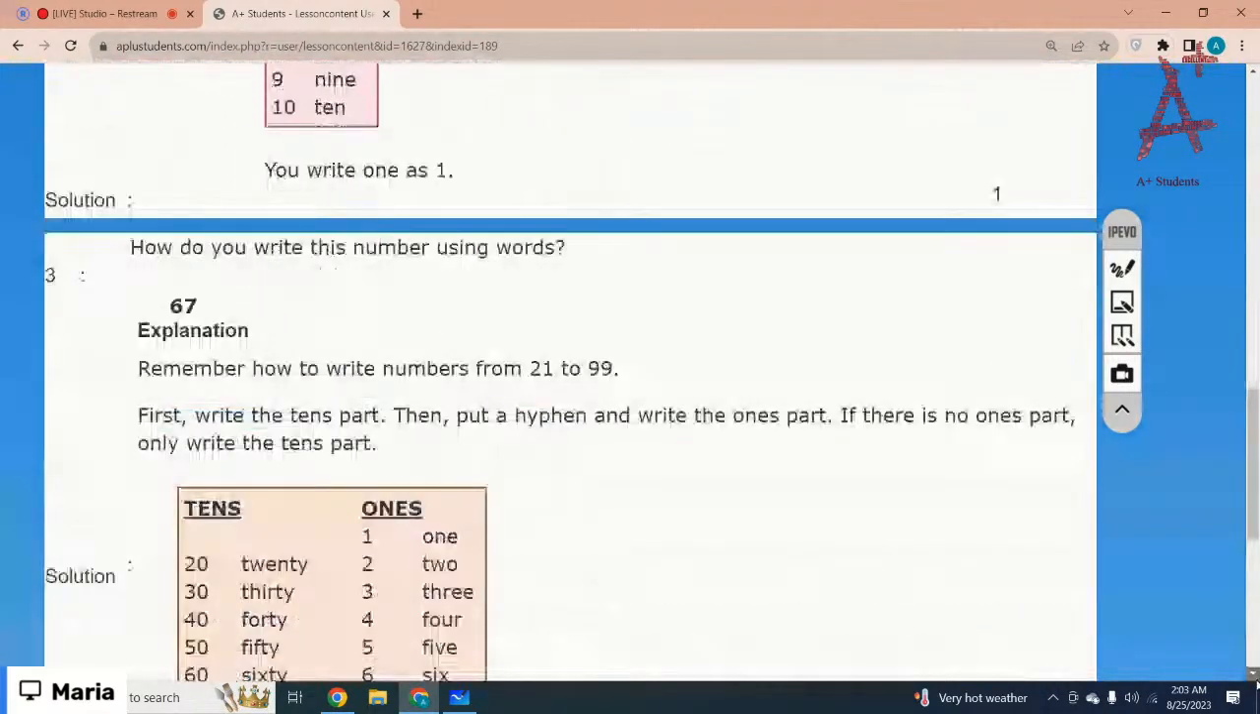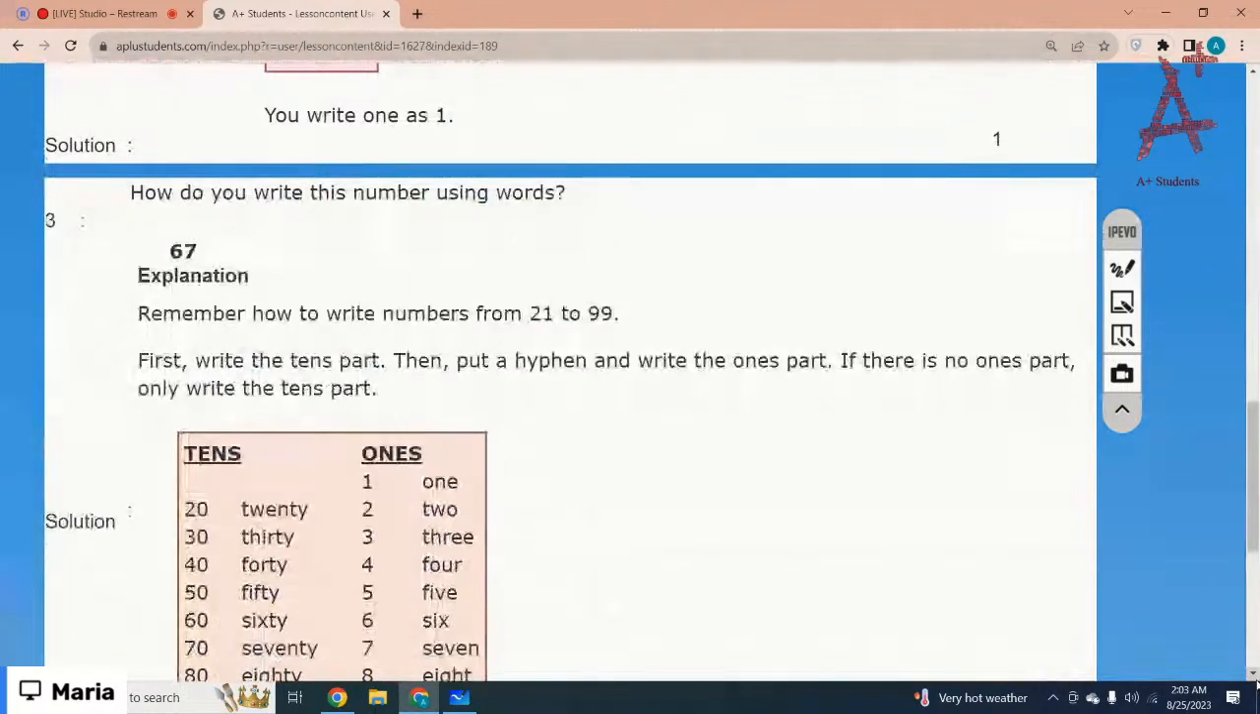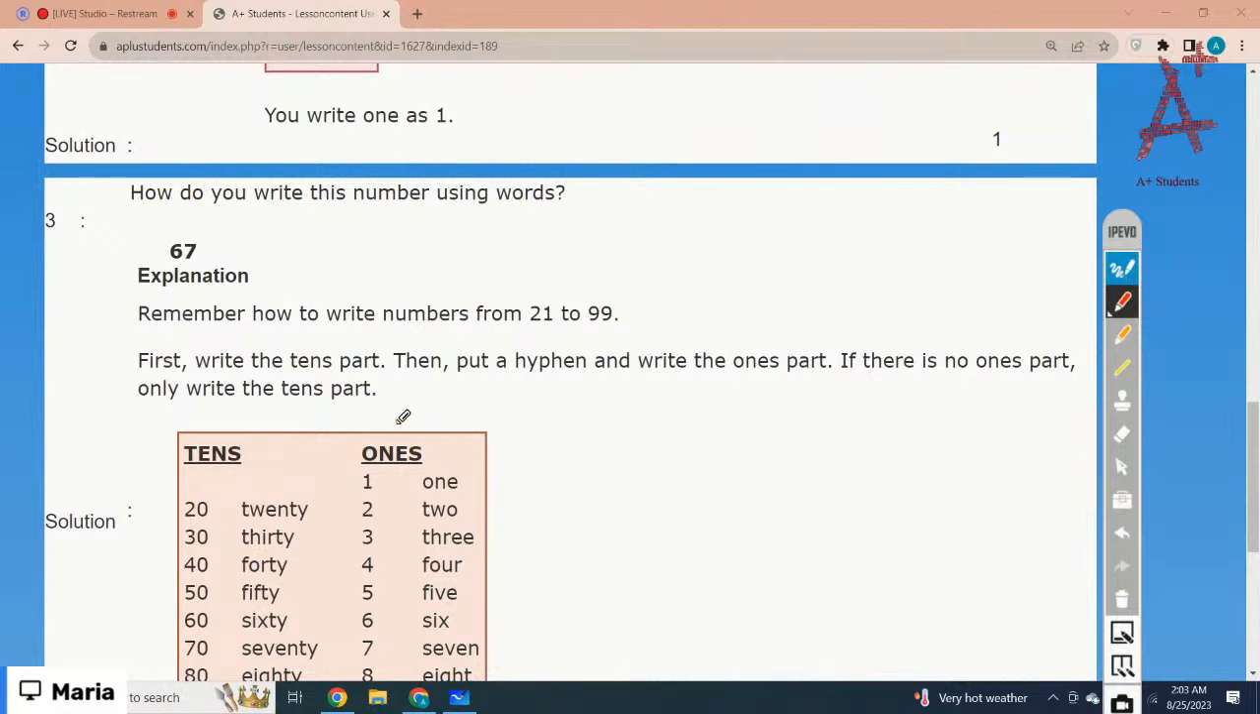The next one is how do you write numbers using words? The number is 67. First you have to write the tens part and then the ones part. So 60, this is the tens line. Here you have 60 and the ones digit is 7. Let's start with the practice questions.